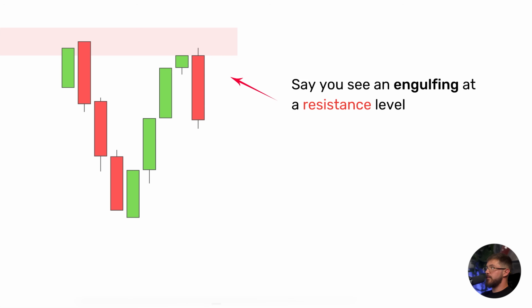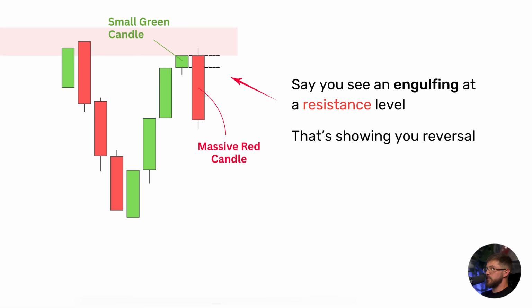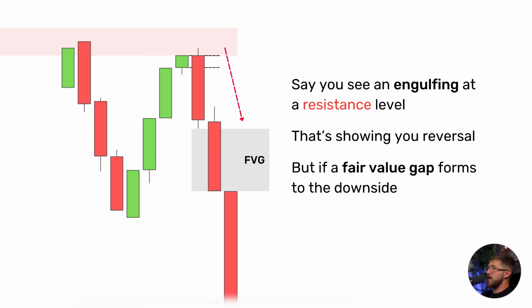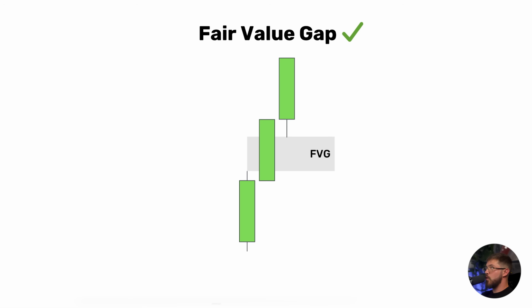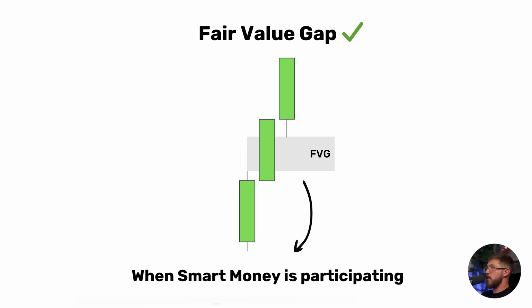Say you see an engulfing pattern at a resistance level. The small green candle gets completely overwhelmed by a massive red candle. That's showing you a reversal. But if that red candle creates a fair value gap to the downside, you're not just seeing a reversal, you're seeing institutional rejection of that resistance level. And here is why fair value gaps are so important. They show you when smart money is participating. And when the smart money is on your side, your probability of success goes up dramatically.